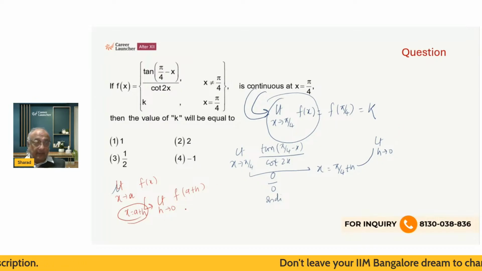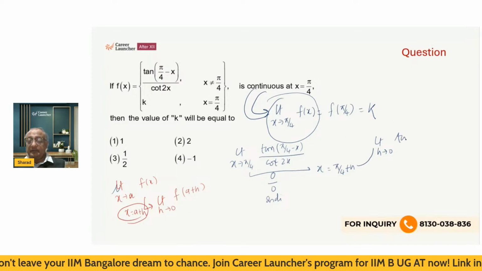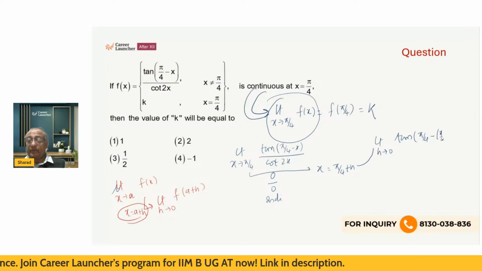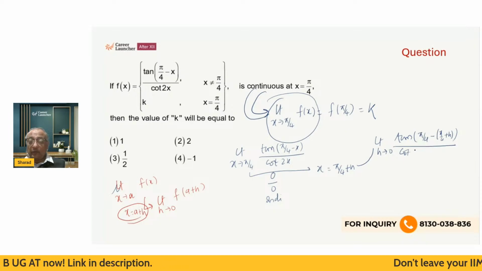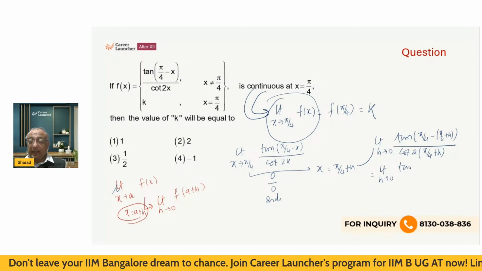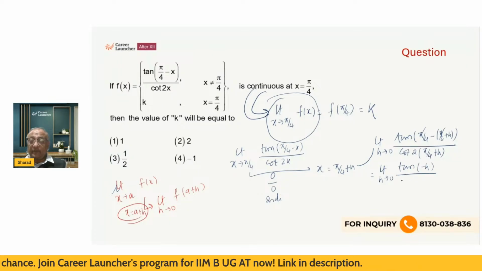So what do I have here? Now I have here tan. Look at how simple it will be. Pi by 4 minus pi by 4 plus h, right kids, upon cot of 2 times pi by 4 plus h. It is so simple. So this will be limit h tends to 0, tan pi by 4 and pi by 4 will cancel and this will be minus h. And what do we have here?